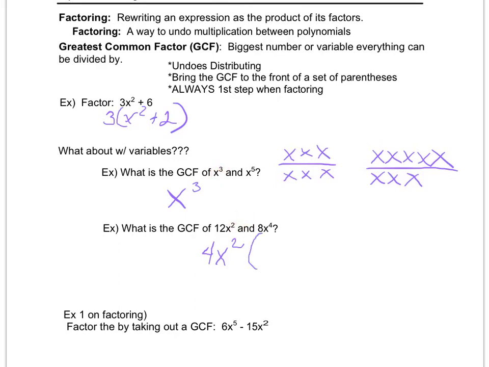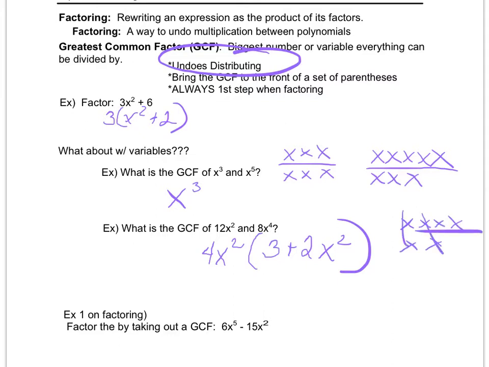And now I'm going to ask myself, what should be left in those parentheses? Well, since distributing uses multiplication, I'm going to go ahead and say factoring, or undistributing, uses division. So 12x squared divided by 4x squared is going to leave me with just 3. My x squareds cancel out. 8x to the fourth divided by 4x squared is going to leave me with 2x squared. Because if I had x to the fourth, and I divided by x squared, I'm left with x squared, x times x. There's my factored form.